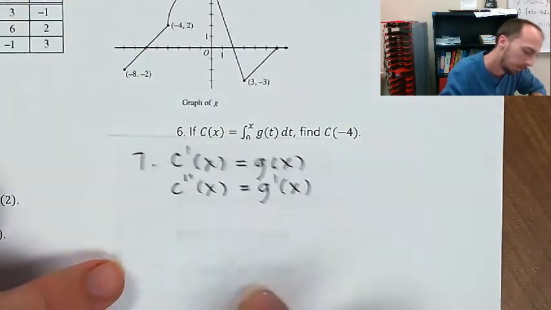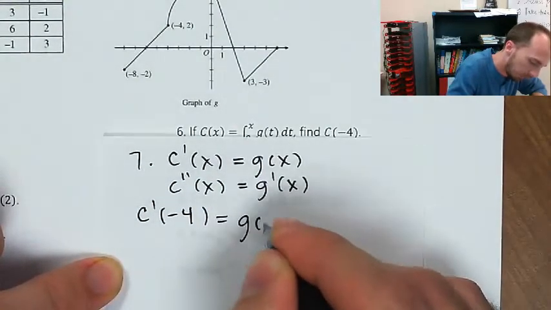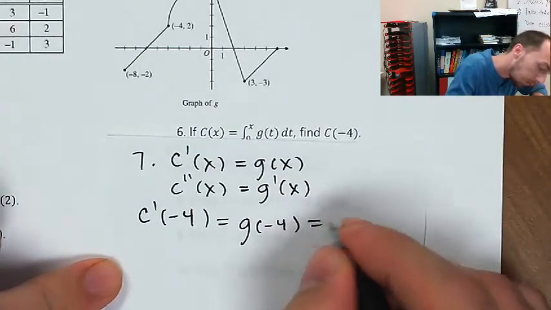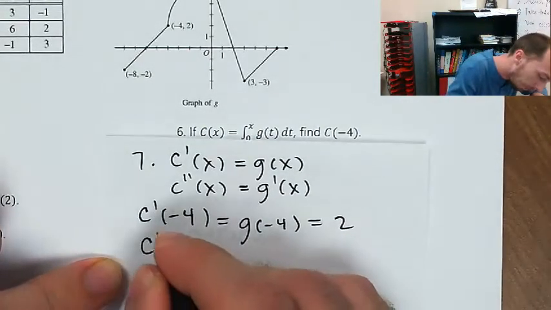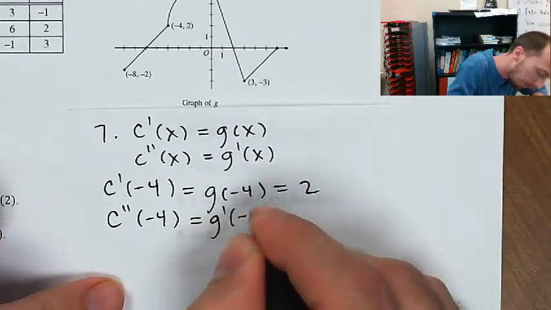So c prime of -4, that's equal to g of -4, which I can tell from the image is just 2, because it says the point -4, 2 is on there. Okay, and then c double prime of -4 is equal to g prime of -4.